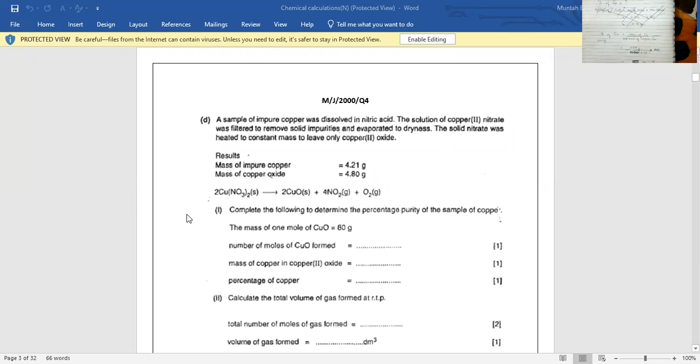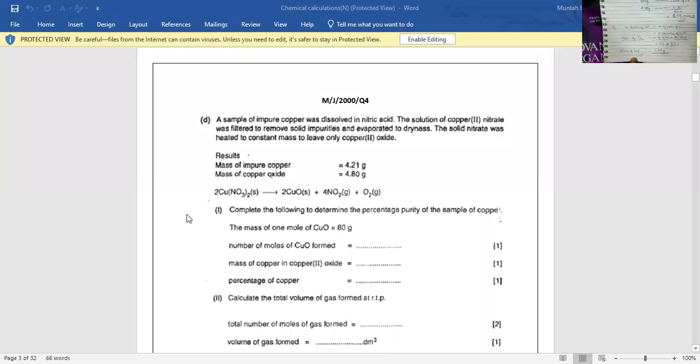Miss, how did you know that 3.84 is pure copper? Beta, I just remember this calculation. Did you understand this? How did I get this? Did you understand this part?